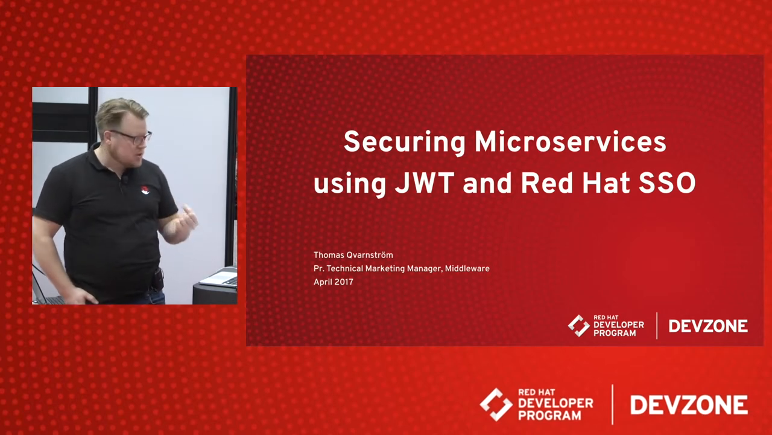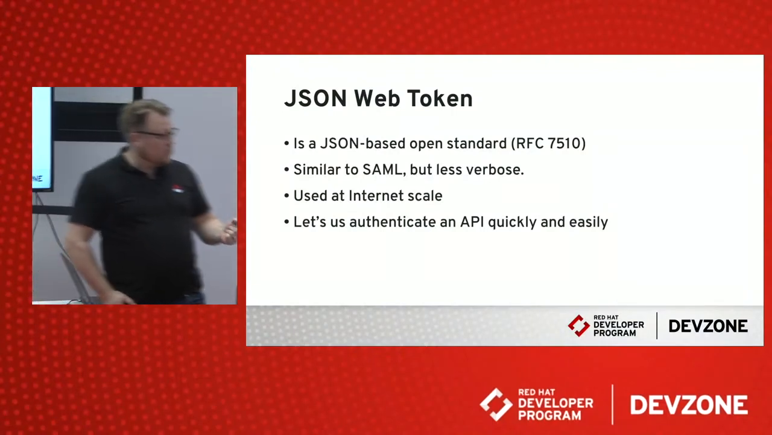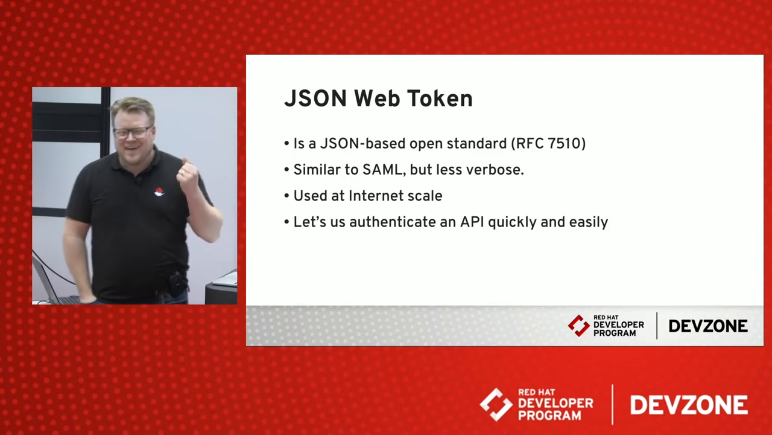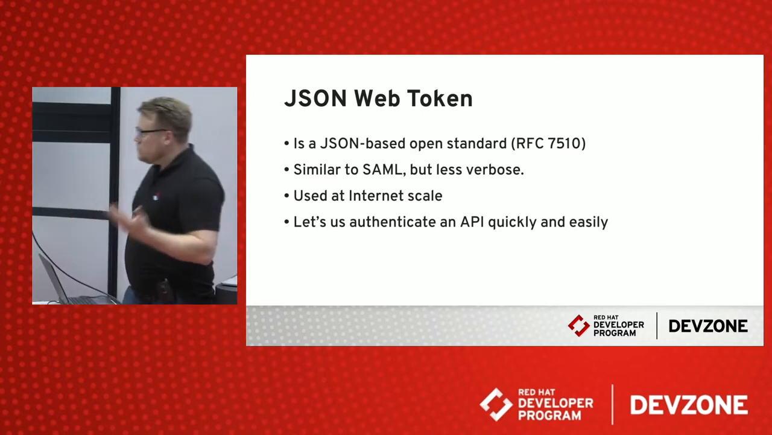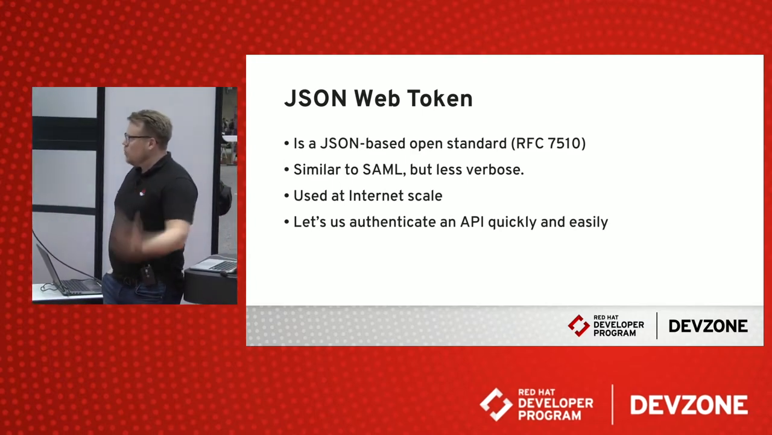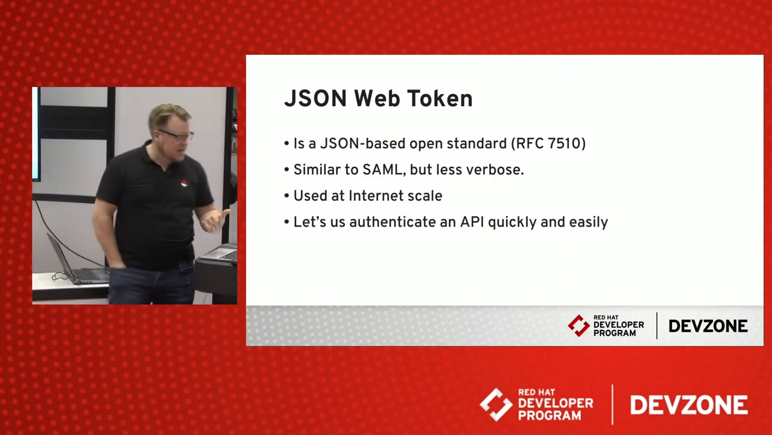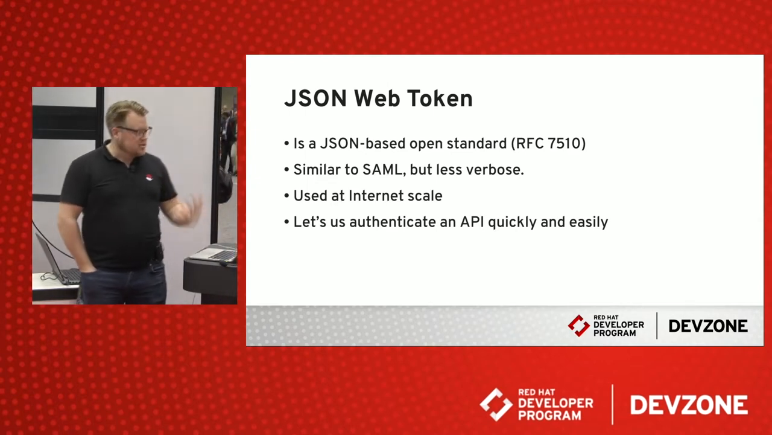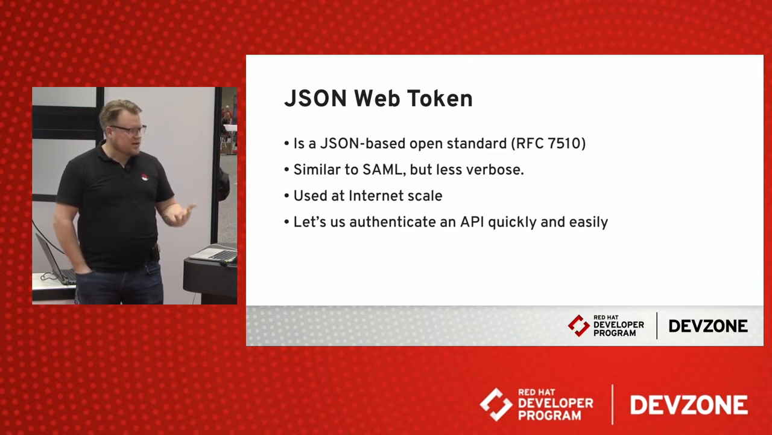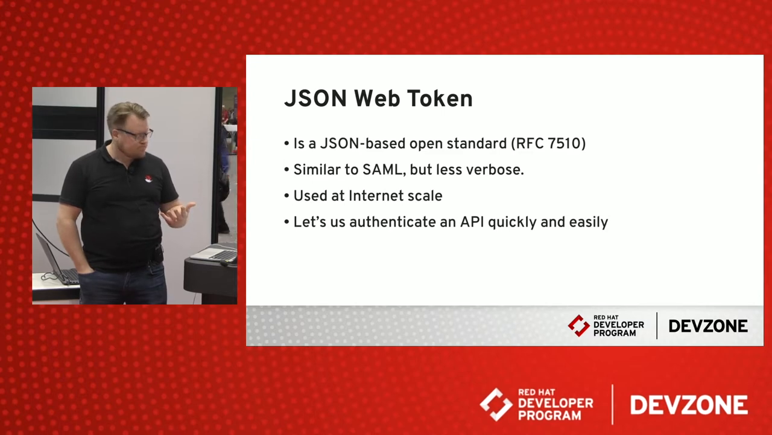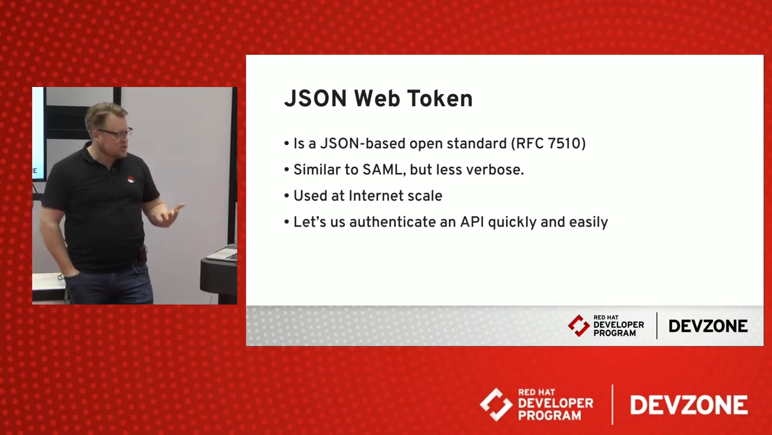JSON web tokens. If you haven't heard about JSON web tokens, you have probably not worked with security for a while. It's the new hot thing regarding security and how we secure different services. It's an open, JSON-based open standard, and it's very similar to another security standard called SAML. But SAML is XML-based, and this is JSON-based, of course, hence the name. Which also makes it less verbose. There's less network traffic having to go to actually secure your services. That's one of the reasons it's being used for big internet scale type of solutions.